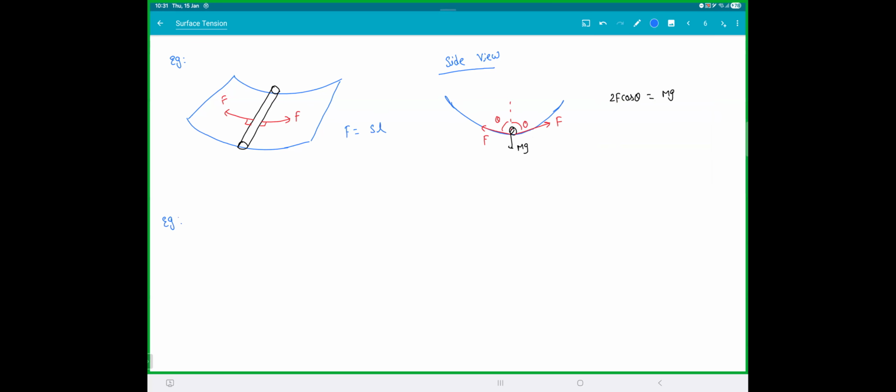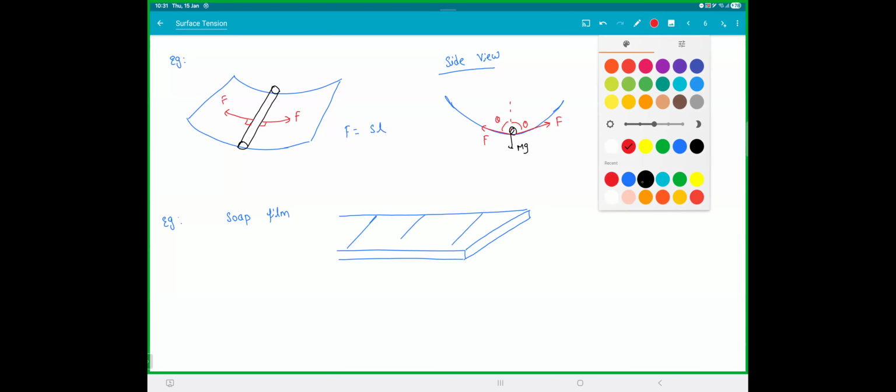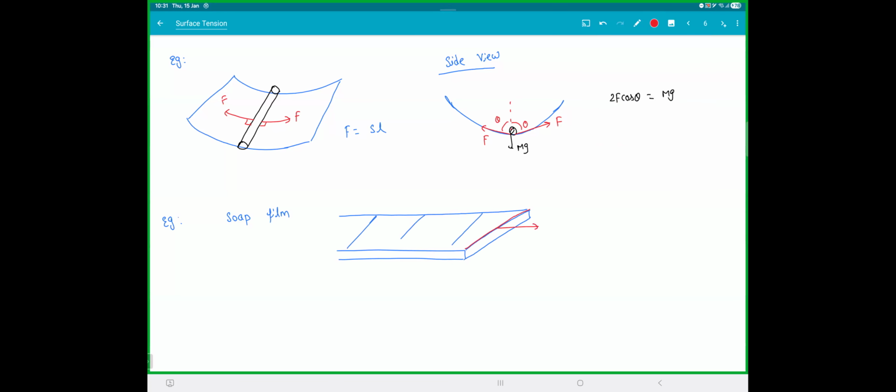What happens if we take a soap film? Now be careful, a soap film will have two surfaces, remember? Just now we discussed it has two surfaces. So whenever you take a soap film, you have to multiply everything by 2. There is one surface on the top, so here is one surface, S into L, and there is one surface here, S into L. So the soap film will have two forces, the upper surface and the lower surface.